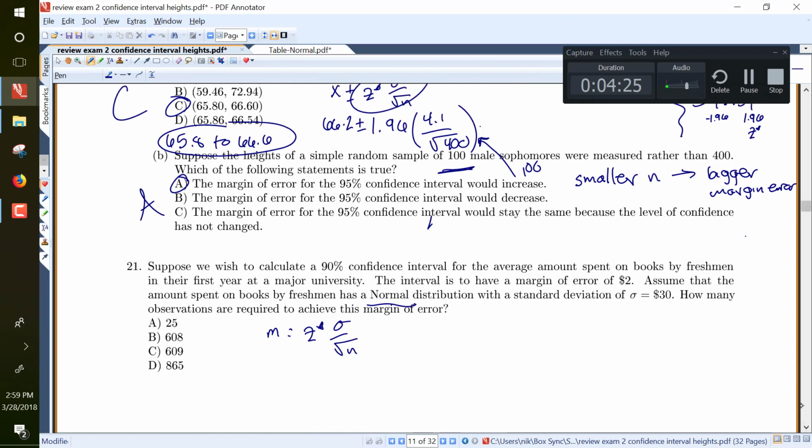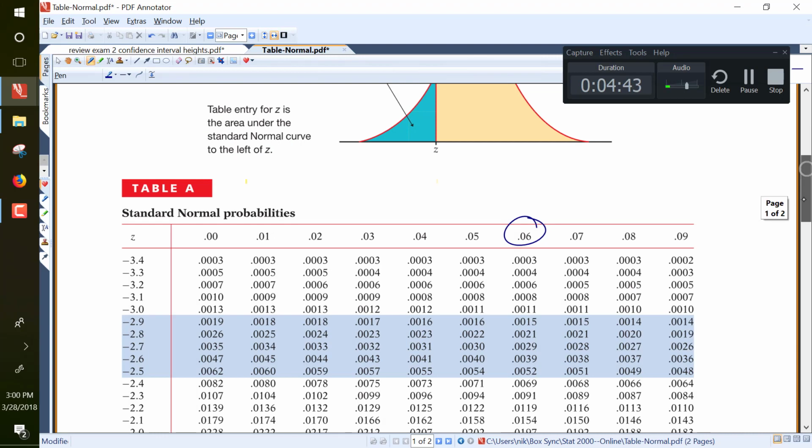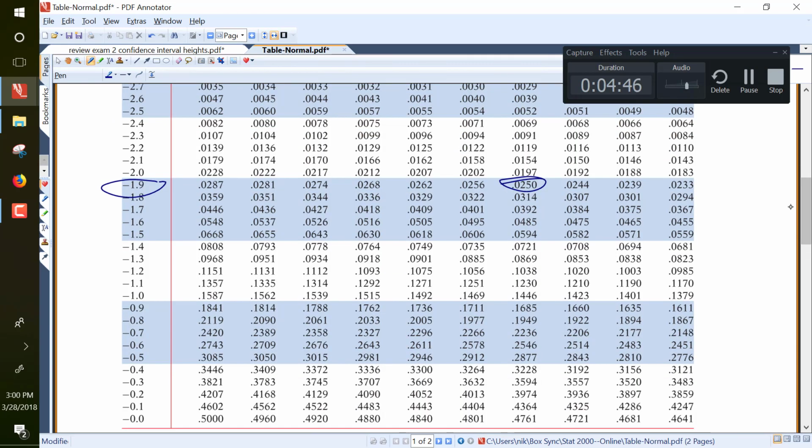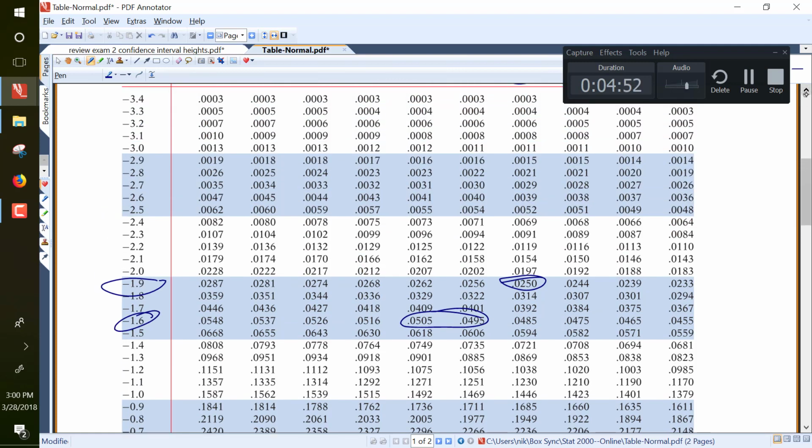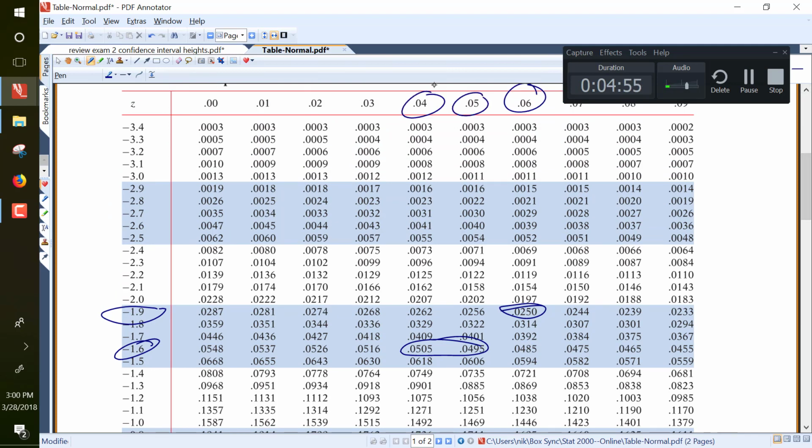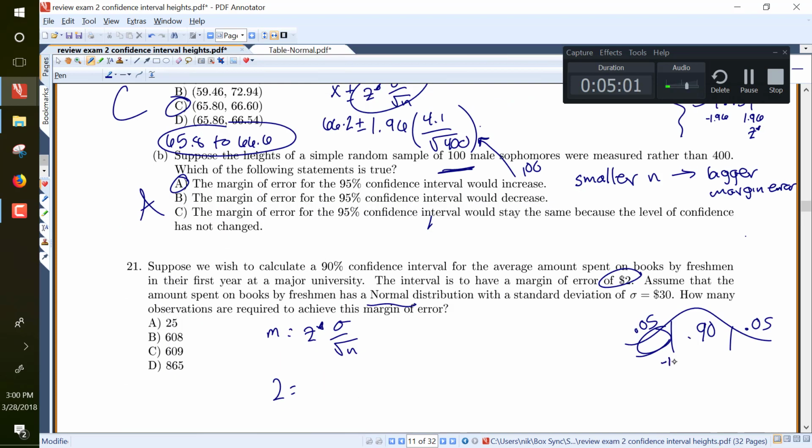Okay, so you plug in everything that we know. So we want a margin of error to be 2. So we're going to have 2 equals z star. So we need a 90% z star. So this would be 0.90 in the middle, so 0.05 in each tail. If I look up this 0.05 here on my normal table, looks like I'm in between negative 1.64 and negative 1.65, so let's kind of go in the middle, so negative 1.645. So this is negative 1.645, which means this would be 1.645. So z star equals 1.645.